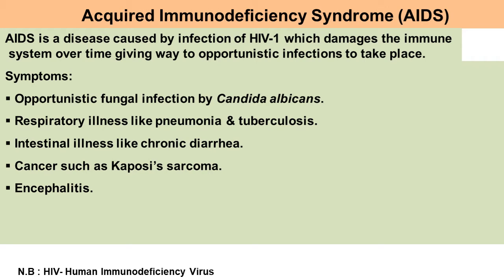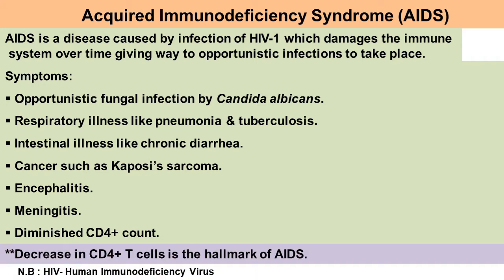Encephalitis, which is the inflammation of the brain. Meningitis, which is the inflammation of the tissue covering the brain and the spinal cord. One of the significant symptoms associated with AIDS is the huge reduction in the CD4 count. And this decrease in CD4 count is the hallmark of AIDS.